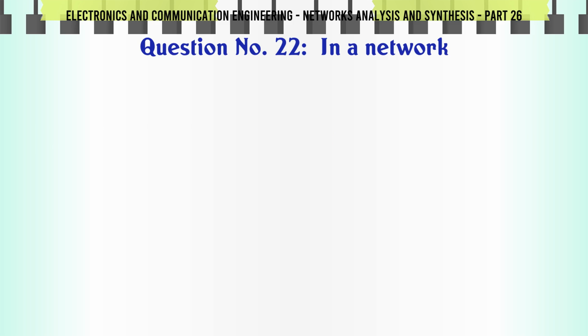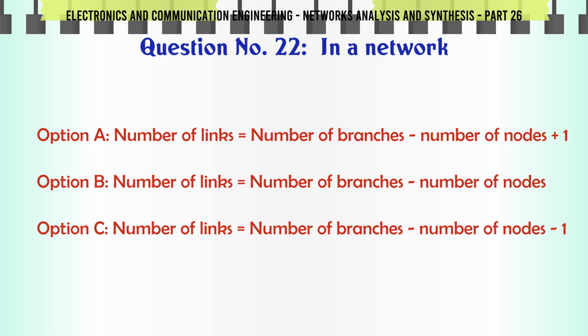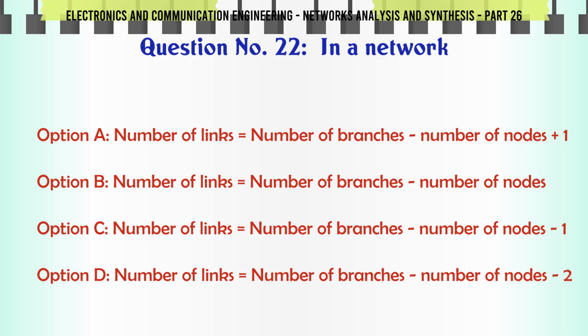In a network, A, number of links, number of branches, number of nodes, 1. B, number of links, number of branches, number of nodes.